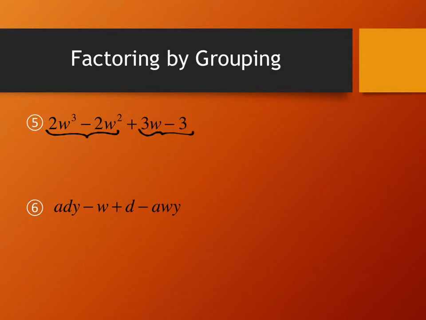So what we're doing when we look at this is the first 2 terms, 2w cubed and 2w squared, we're looking to see what's their greatest common factor. So what is the greatest common factor for the first 2 terms?